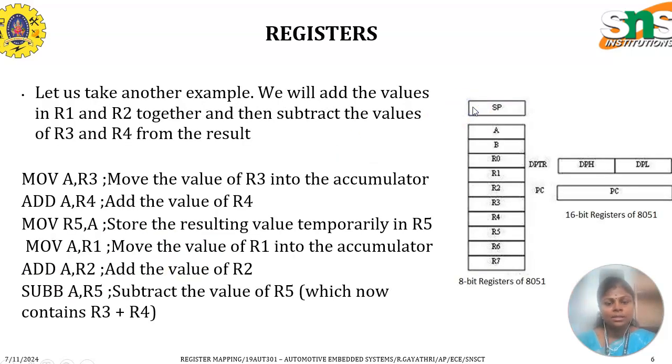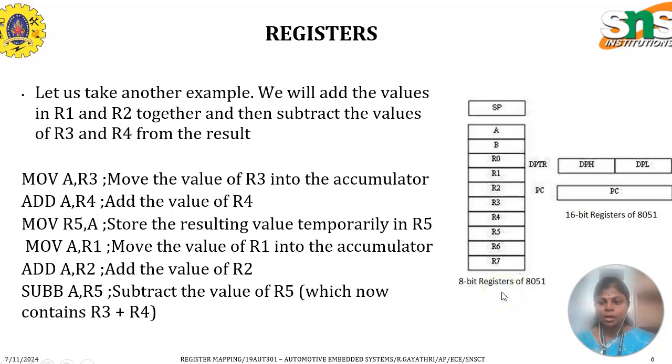Then let us have another example. We will add the values of R1 and R2 together and then subtract R3 and R4 from the result. The instruction set is: MOV A, R3, move the value of R3 into the accumulator; ADD A, R4, add the value of R4; MOV R5, A, store the resulting value temporarily in R5; MOV A, R1, move the value of R1 into the accumulator; then ADD A, R2, add the value of R2; SUBB A, R5, subtract the value of R5.